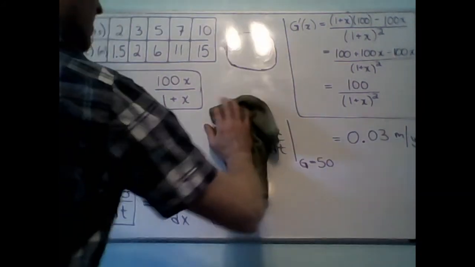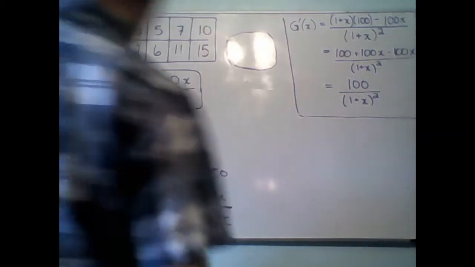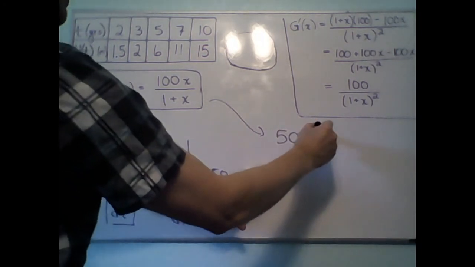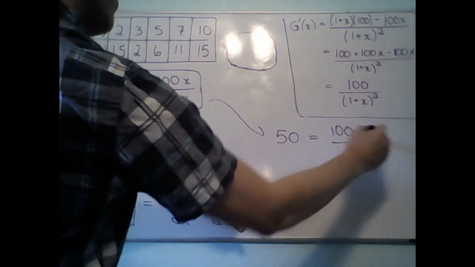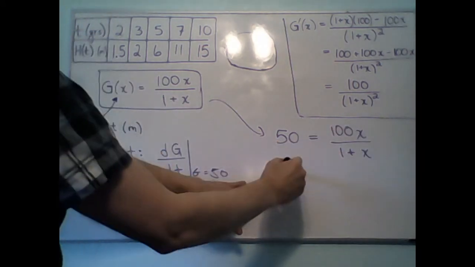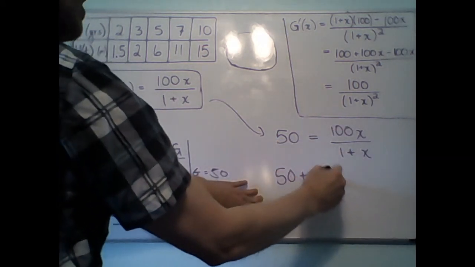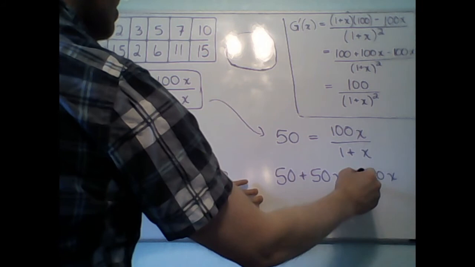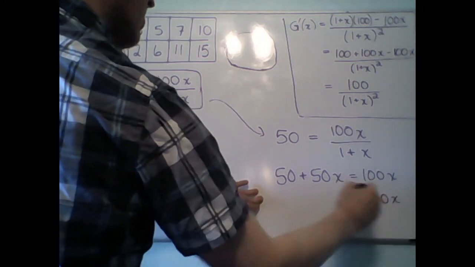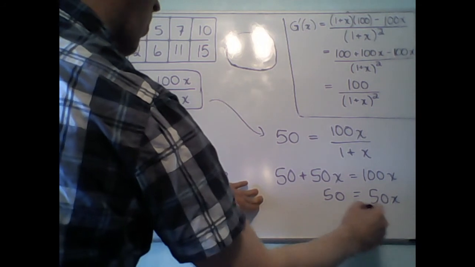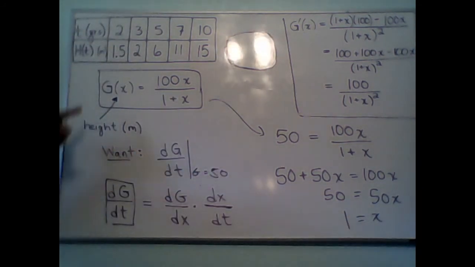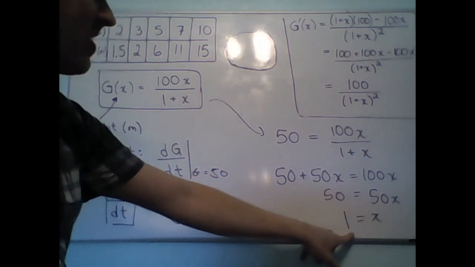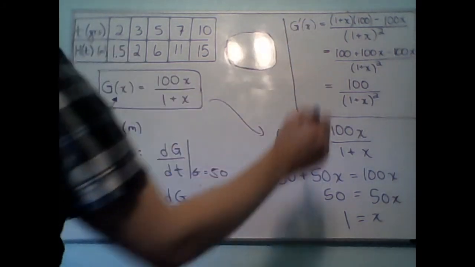Let's do it. So when g of x is 50, we get 50 equals 100x over 1 plus x. Multiplied through by 1 plus x, 50 plus 50x equals 100x. 100x minus 50x is 50x. So 50x equals 50, or x equals 1. All right. So when the tree is 50 meters tall, the base is a 1 meter diameter, so x equals 1. So let's plug that in for g prime of x.